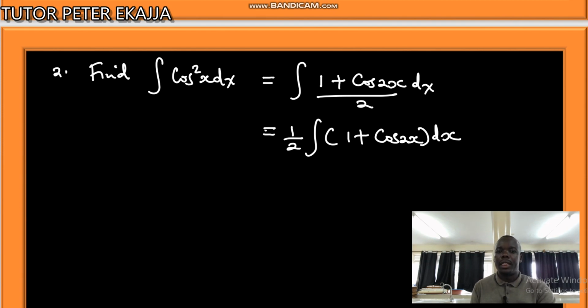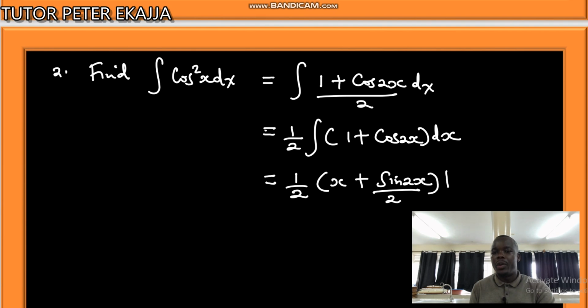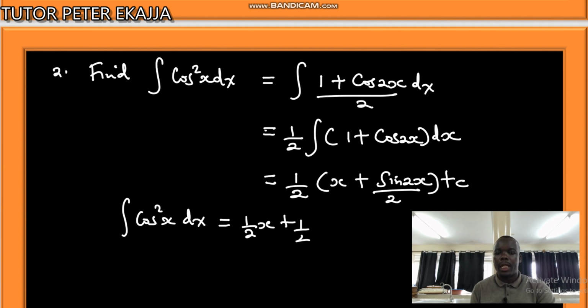Now, if you have this, then you integrate 1 with respect to x, you will have x. Then when you integrate cos of 2x with respect to x, you will get sine 2x, but you divide by the derivative of the angle plus our arbitrary constant of integration. That means at the end of the day, cos squared x dx is going to be a half x plus a quarter sine of 2x plus our constant of integration.